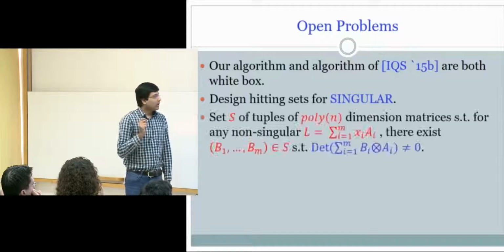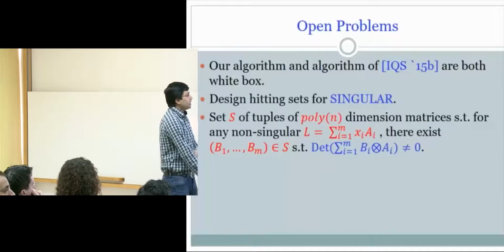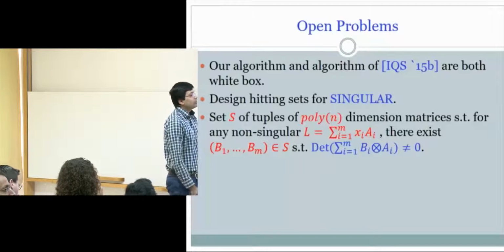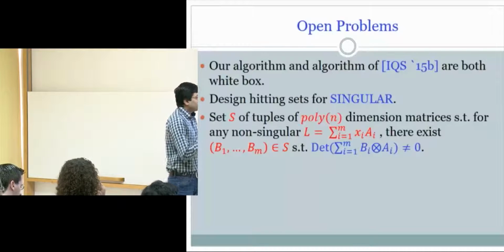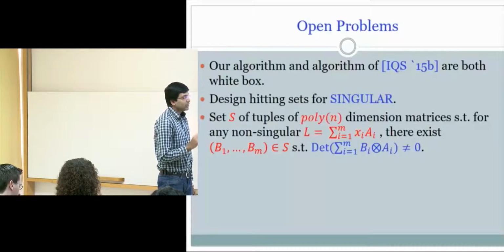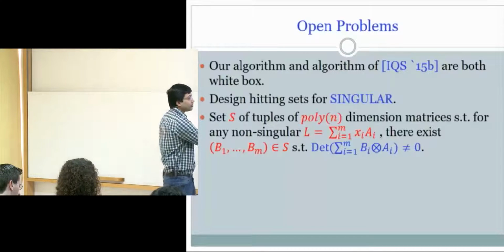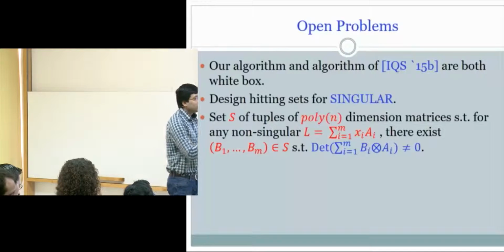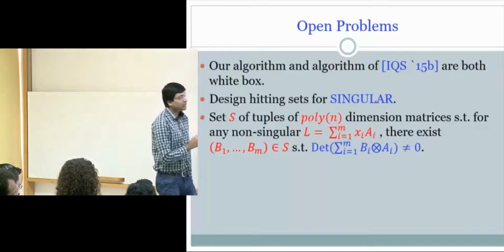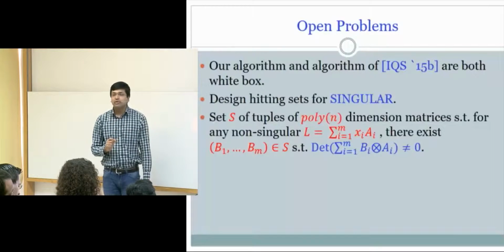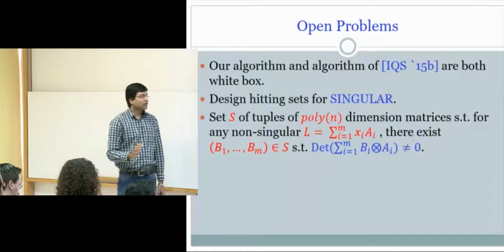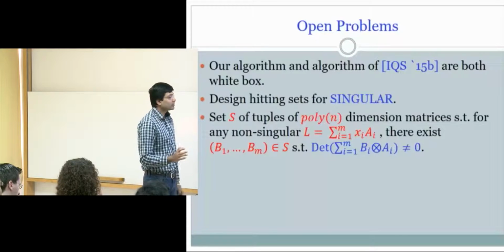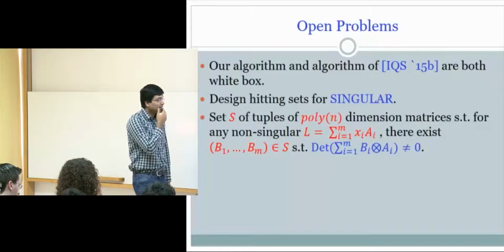What do I mean? By hitting set I mean there's a set S of tuples of polynomial-dimension matrices such that for any non-singular L equals summation xi Ai, there exists a tuple B1 to Bm such that the determinant of summation Bi tensor Ai is non-zero. So this is what I mean by hitting set. And so our algorithms don't achieve this, they are white box, and it would be very nice to design such hitting sets.